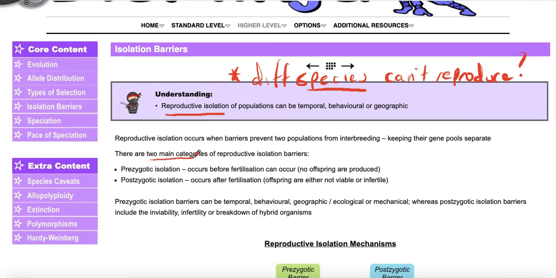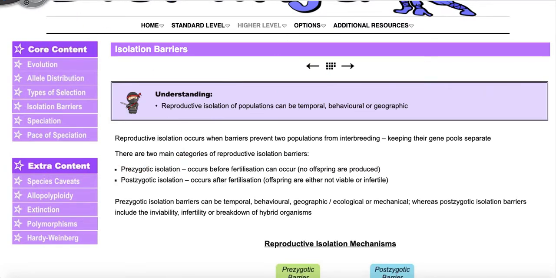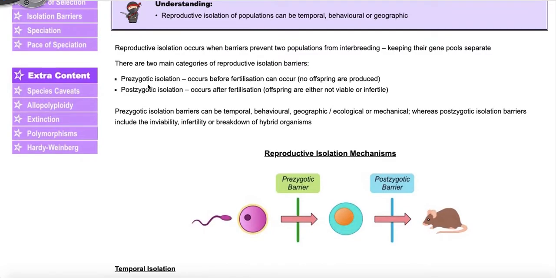So there are two main categories of these reproductive isolation barriers. The first one is prezygotic isolation. And if we look at this picture here, in prezygotic isolation, this occurs before fertilization occurs. So in this type of isolation, no offspring is produced because the barrier happens here before the actual fertilization of the egg with the sperm.